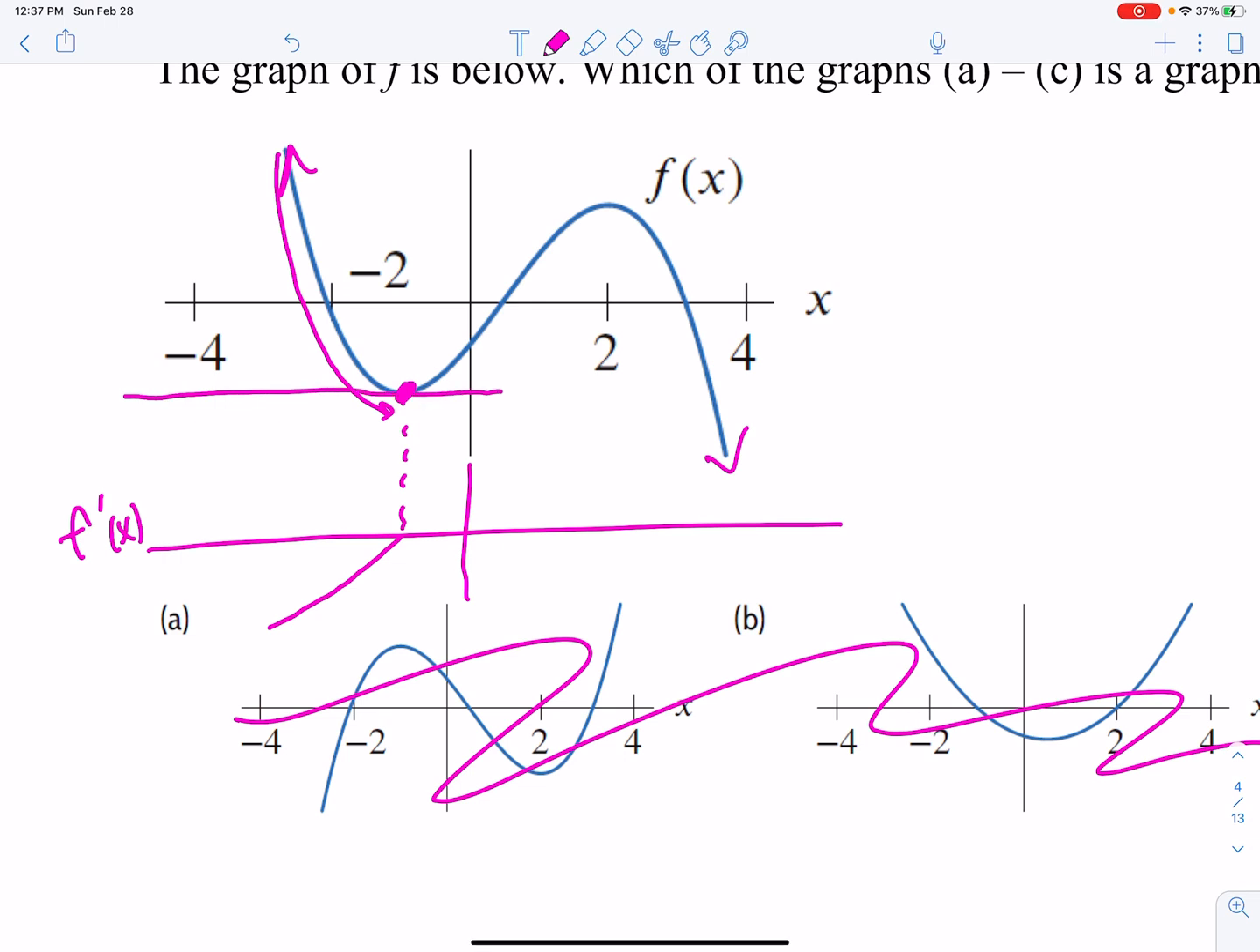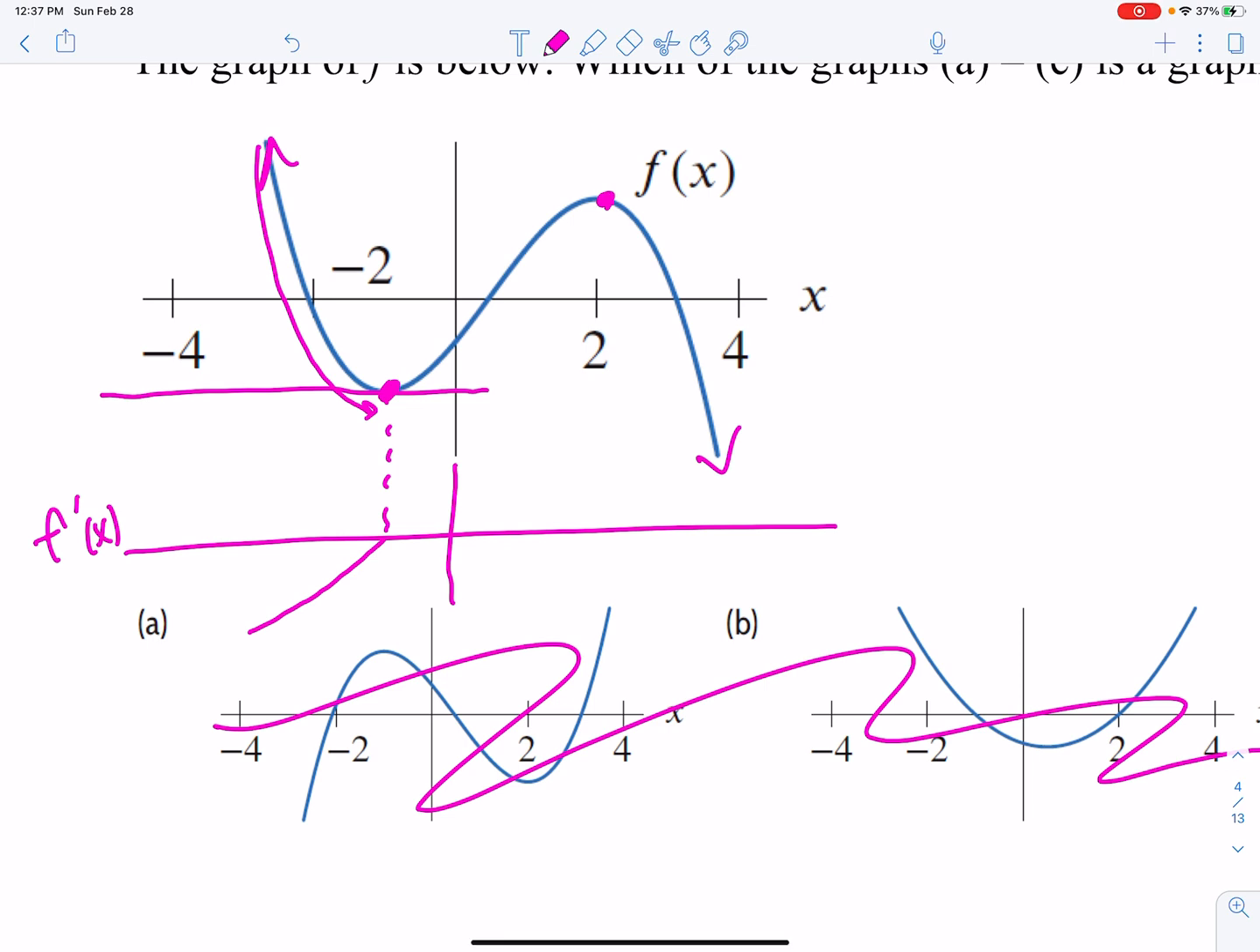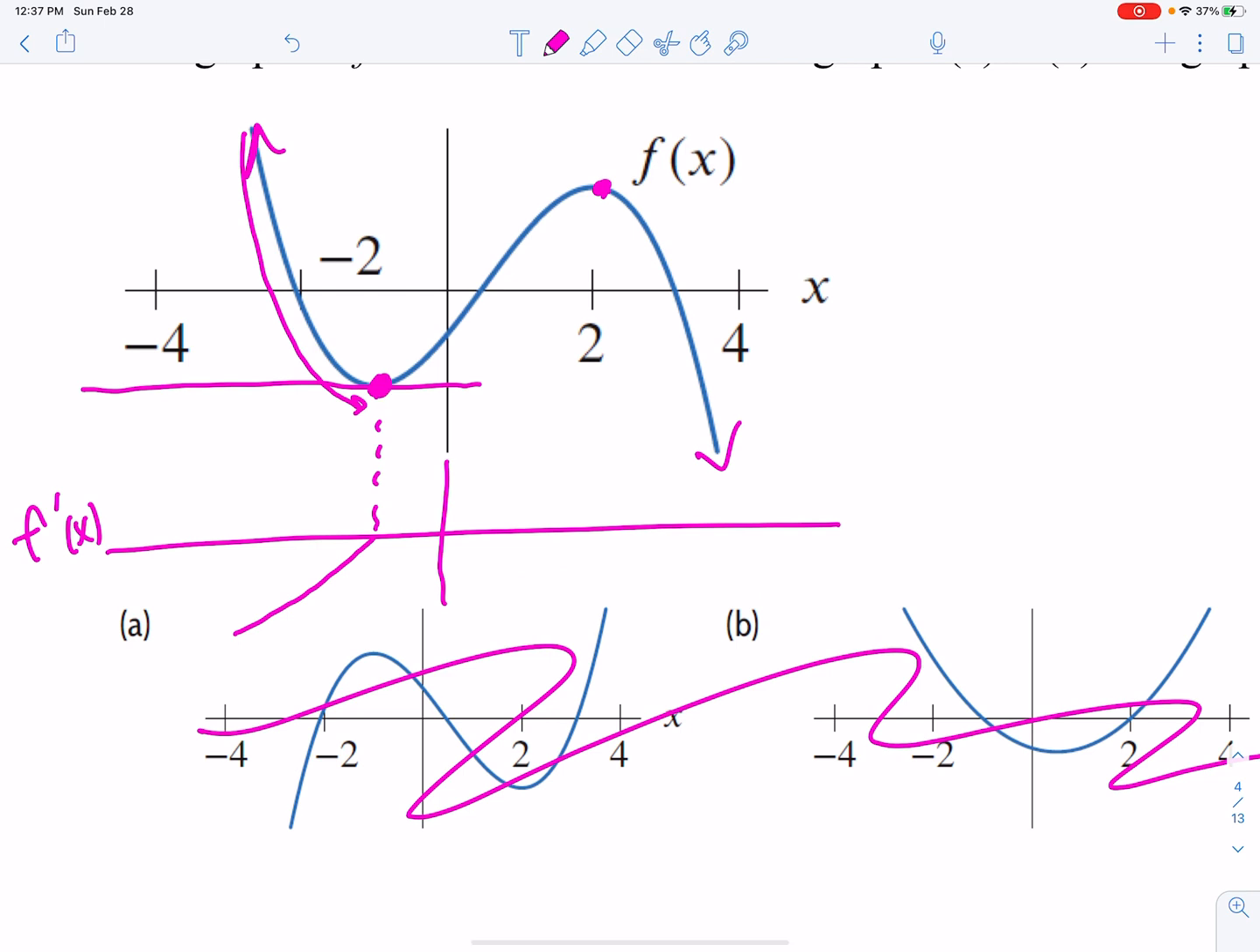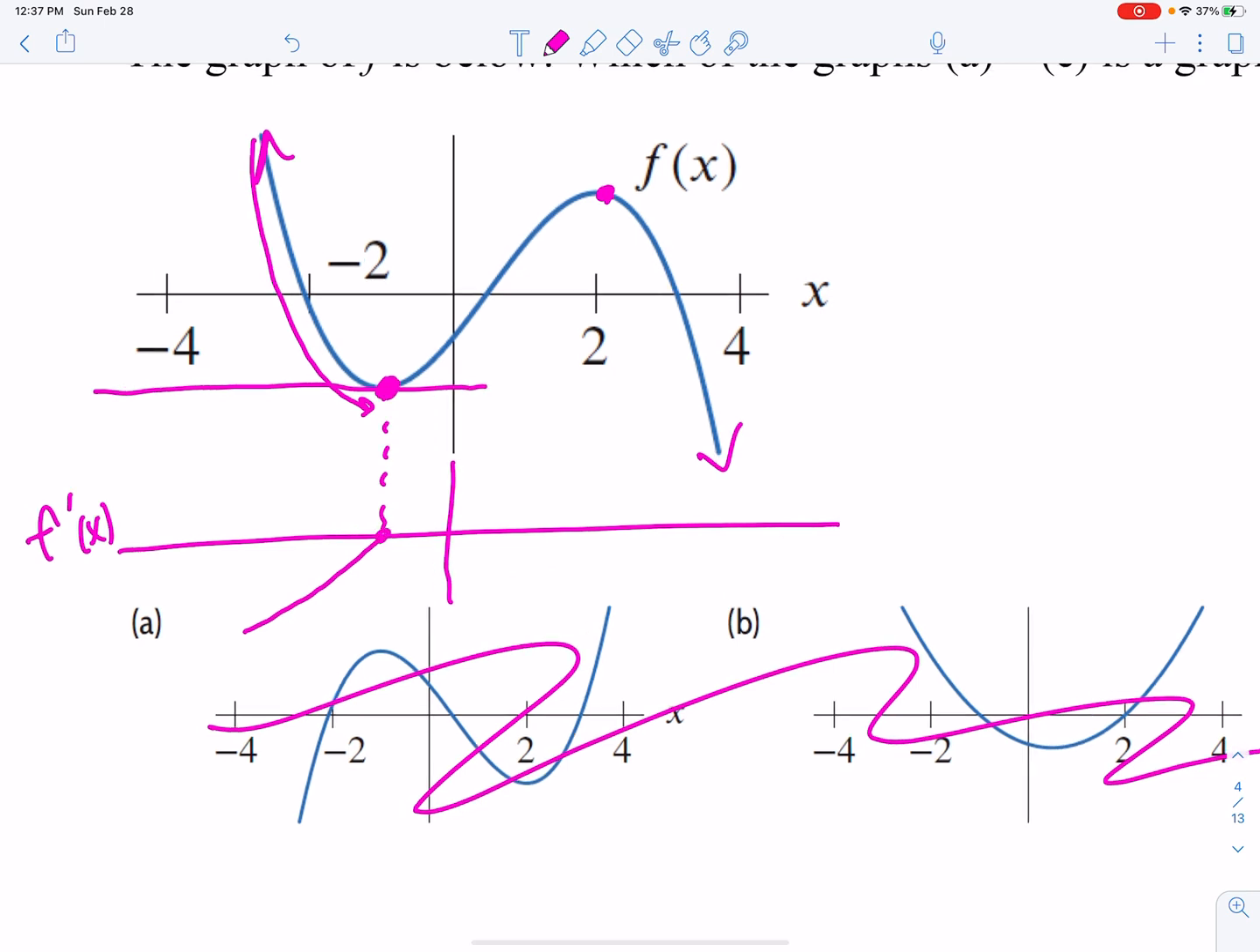The slope of the tangent line at a minimum or a maximum is always equal to 0. That's something we'll touch on a little bit later, but something to remember. So if the slope at this minimum right here is 0, that means the graph of the derivative must be 0, right? On the x-axis, with the y value on the x-axis.